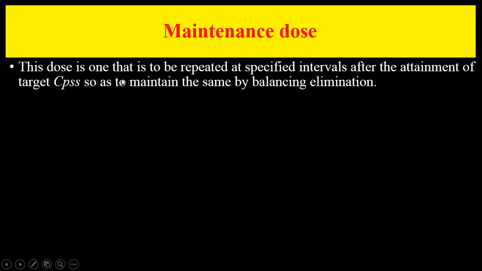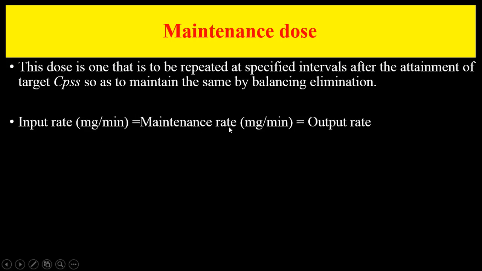The dose has to be repeated at specified intervals after attainment of target CPSS, so as to maintain the same by balancing elimination, isn't it? So you have to give it from time to time, so maintenance rate is more meaningful. The maintenance rate must be equal to the input rate, and it must be equal to the output rate. It is quite clear, so that the same steady state plasma concentration remains, isn't it?